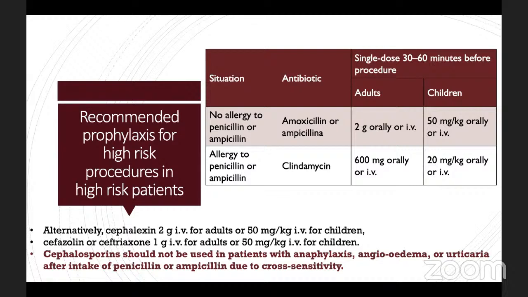Alternatively, cephalexin 2 gram IV for adults or 50 milligram per kg IV for children, and cefazolin or ceftriaxone 1 gram IV for adults or 50 milligram per kg IV for children. Cephalosporin should not be used in patients with anaphylaxis, angioedema, or urticaria after intake of penicillin or ampicillin due to cross-sensitivity.